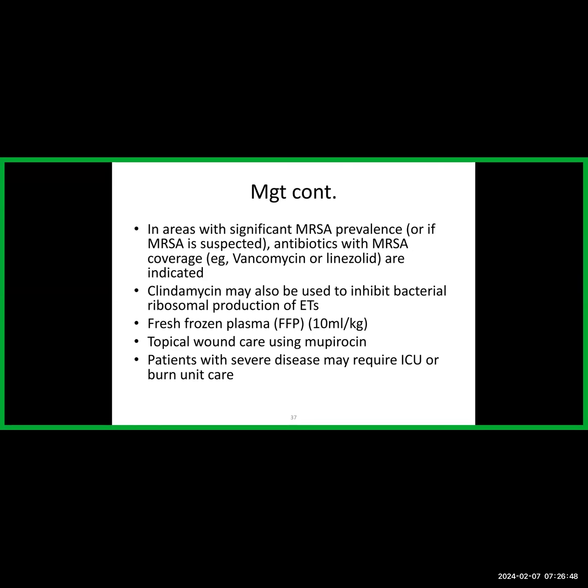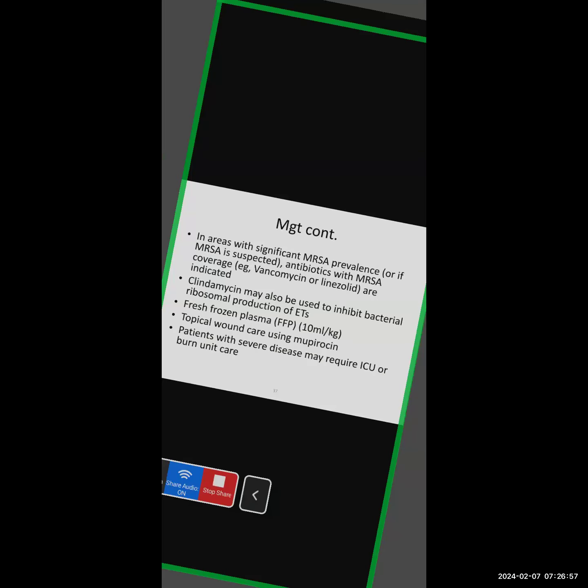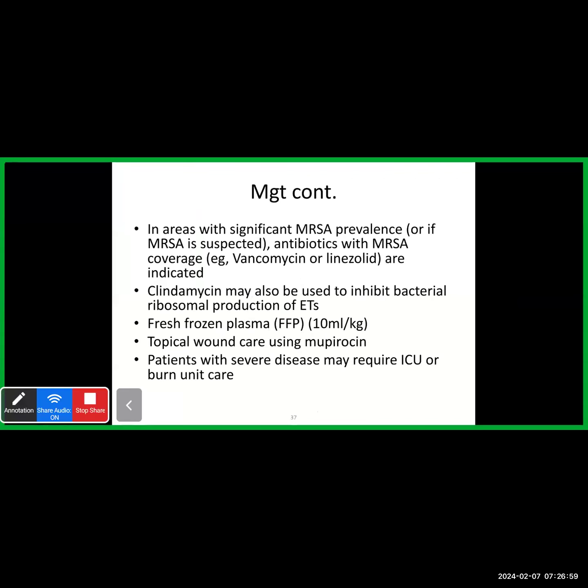Fresh frozen plasma, 10 mL per kg, could be given to affected children. It has been observed that more than 90% of affected adults over the age of 40 years have antibodies to exfoliative toxins. Therefore, children with staphylococcal scalded skin syndrome may receive a dose of fresh frozen plasma, 10 mL per kg, to neutralize the exotoxins.